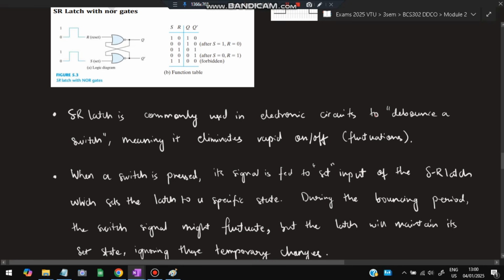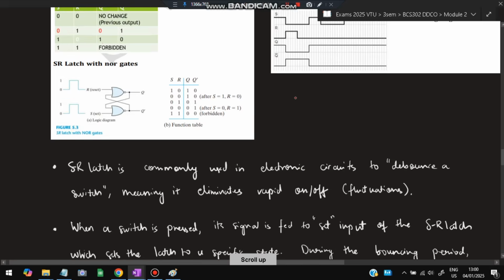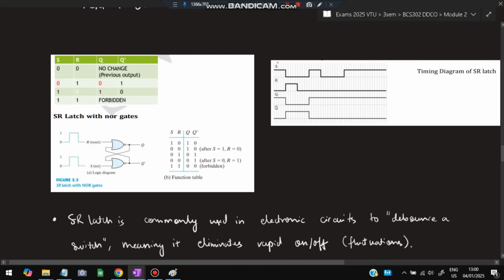The SR latch is commonly used in electronic circuits to debounce a switch, meaning it eliminates the rapid on and off. For example, suppose that I have control of the S switch, and at this point I switch it on off on off on off on off. So will my output change? Reset is 0 only. Will my output change because of these fluctuations? No, because my output will only change when this becomes 1. When reset is clicked, only then will some change happen. Fluctuations here will not make any difference to the output here.